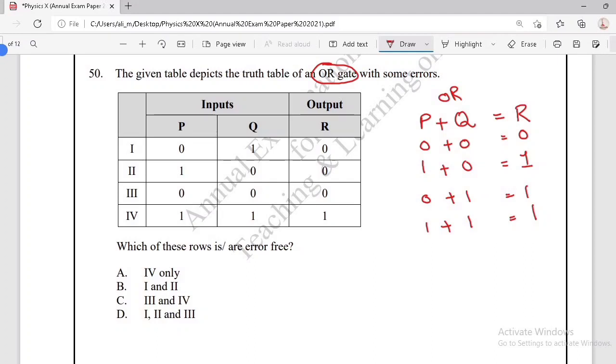So 0 1 giving 0 is the incorrect one. 1 0 giving 0 is the incorrect one. And 0 0 giving 0 is the correct one. And 1 1 for PQ gives R as 1, this is the correct one. So the correct answer for this question number 50 is option C, that 3 and 4, these logic states are error free. So the correct answer for this last question of this year 2021 is option C.